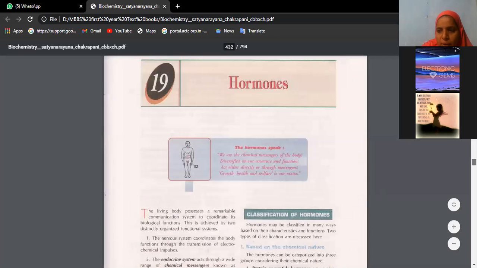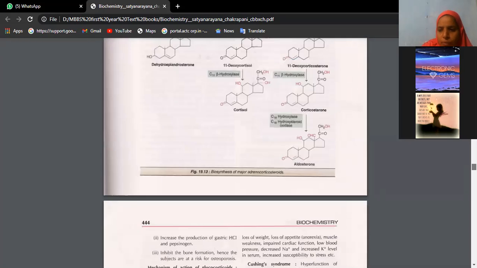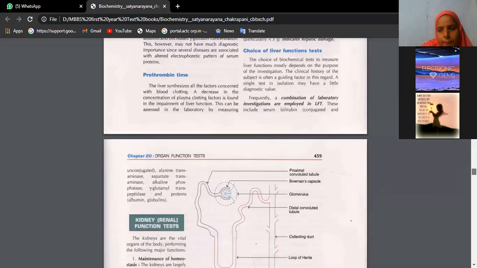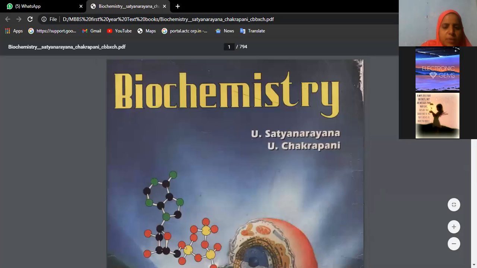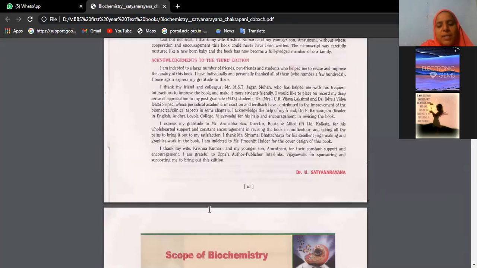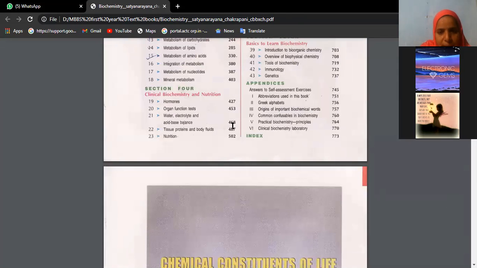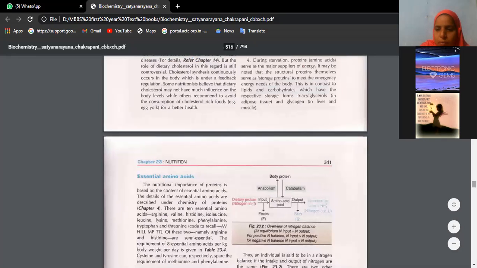So we have different mechanisms for the regulation of pH, right? What is the normal pH, Ritika? 7.4. Okay. So what is the agent which stops the change in pH in our blood? What do you call that agent? Buffer.